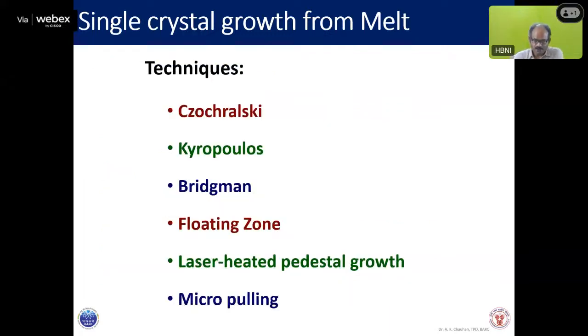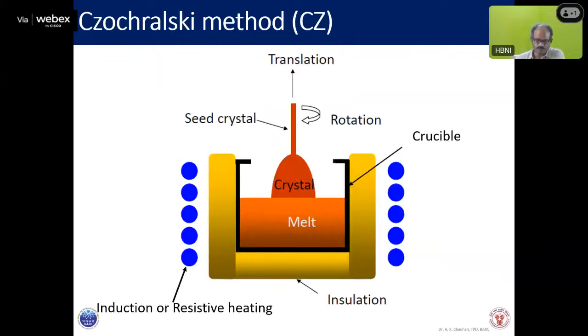What are different methods of growing crystals from melt? By melt methods: Czochralski method, Kyropoulos, Bridgman, floating zone, laser heated pedestal growth, micro-pulling. We will see the Czochralski, Kyropoulos, Bridgman, and floating zone methods in brief.